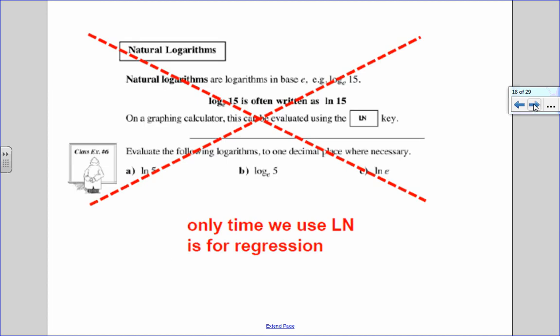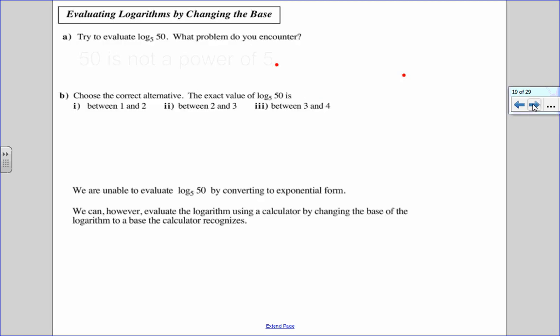Now we're not going to do natural logs at all. The only time we ever use natural logs is when we do a regression, so don't worry about that. Okay, so let's try these ones here. We're going to evaluate logarithms by changing the base.